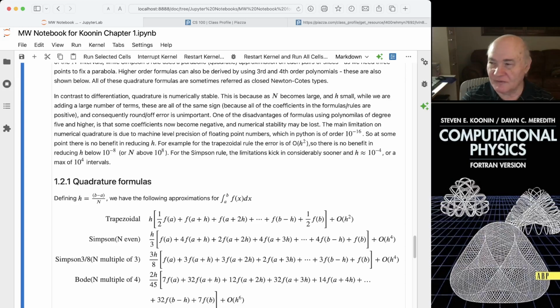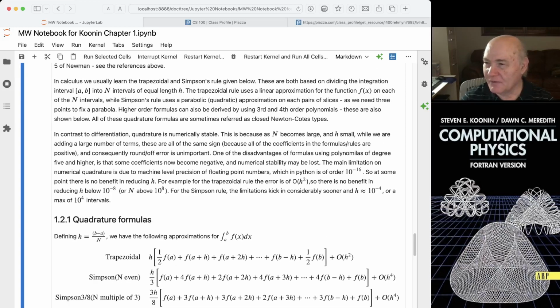We'll see with Simpson's rule, it's generally of order h to the 4th. So there we stop with h at about 10 to the minus 4, and the number of intervals is about 10,000. So that's feasible, and we can do even better, as we'll see.